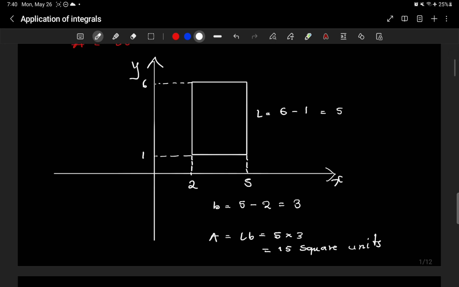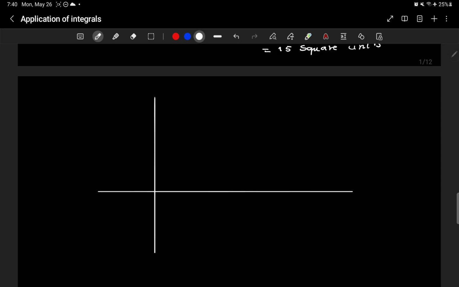Now, here I'm picking a rectangle. So what if it wasn't a rectangle? What if it was a random shape? How would we approach it? For random shapes, areas enclosed by curves, to get their area, we utilize the concept of integration and how it can be used to sum up multiple expressions.